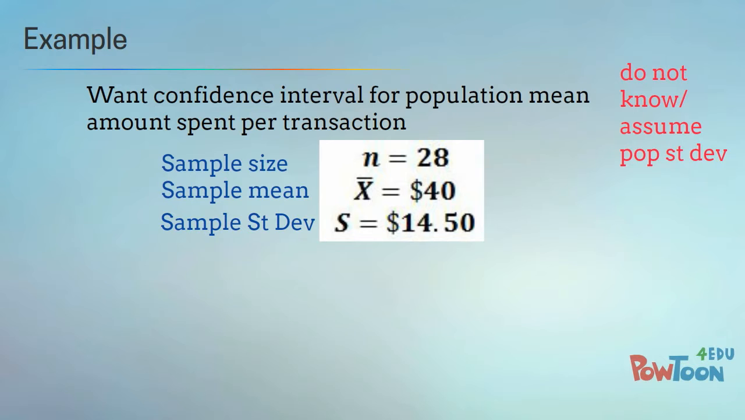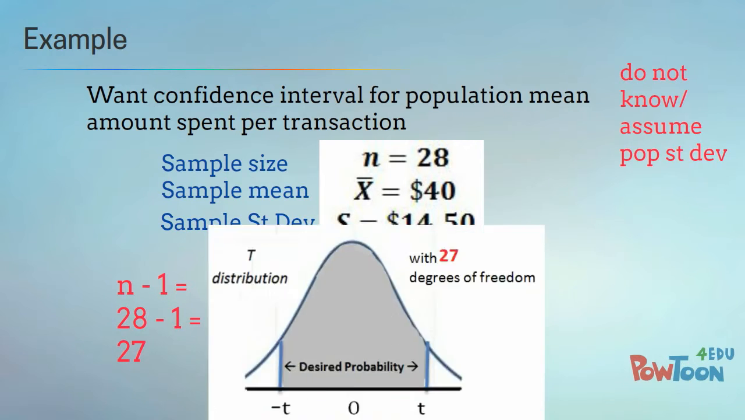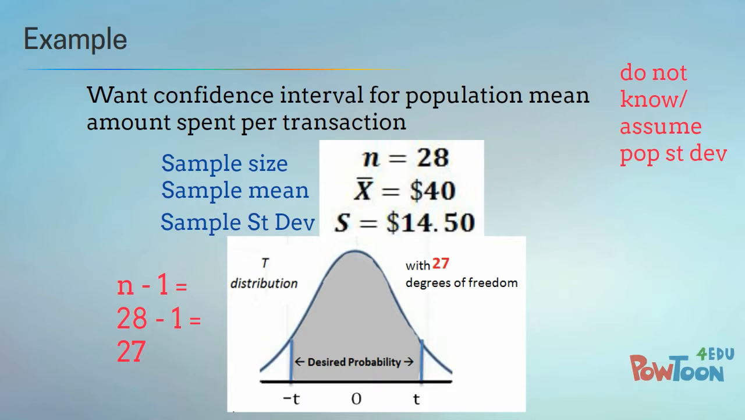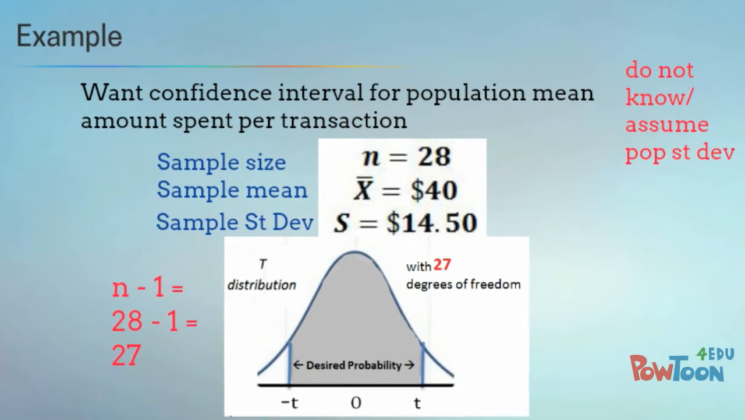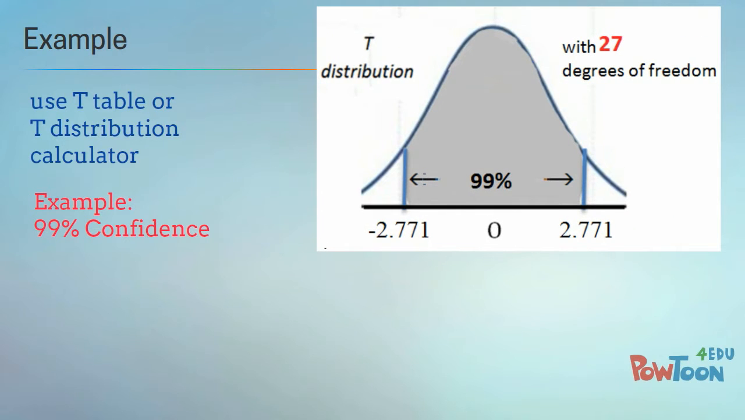Because we don't know the value of sigma, we find the t-value on a t-distribution with n-1, in this case 27 degrees of freedom, for which the desired probability is between this t-value and its negative. This can be done using a t-table or a t-distribution calculator. For example, if we wanted a 99% level of confidence, we find that a t-value of 2.771 is appropriate, since 99% of the probability on a t-distribution with 27 degrees of freedom is between negative 2.771 and positive 2.771.